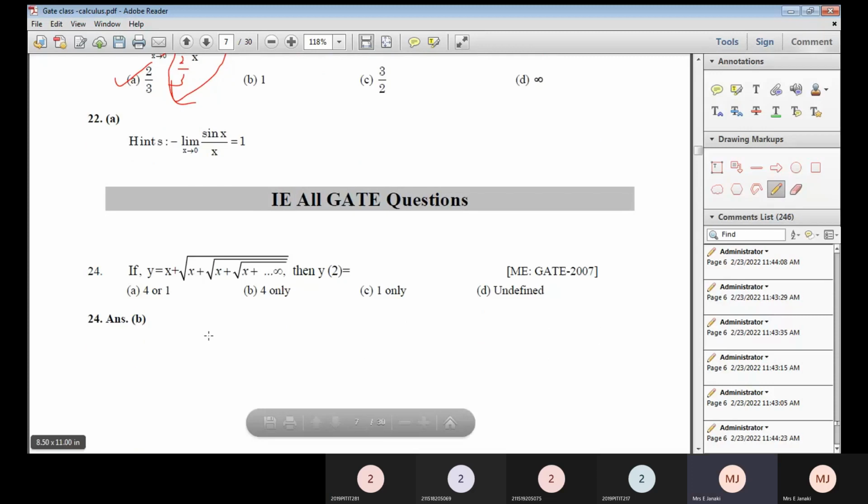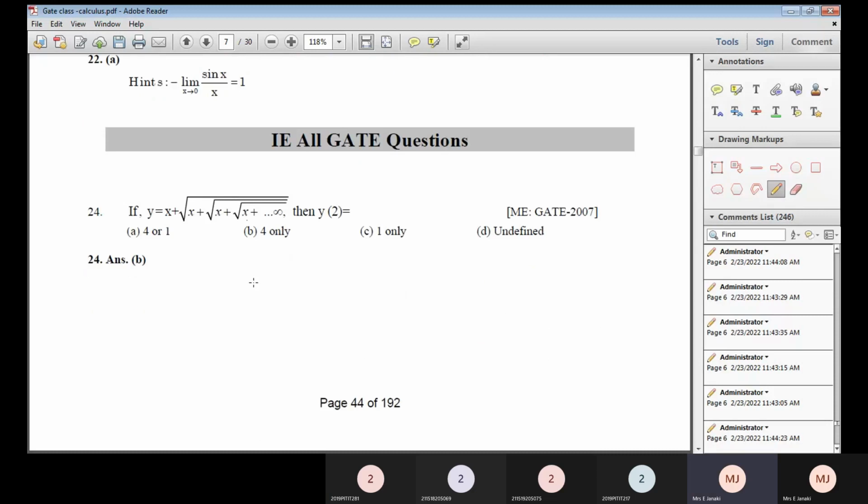The same problem we have already seen. If y is equal to x plus square root of x plus etc., what is the answer? The 4 only. Yes, we have already seen the same problem. How will you do this? This is y minus x. Keep this x, the right side x, take it to the left side. Y minus x is equal to square root of x plus etc.